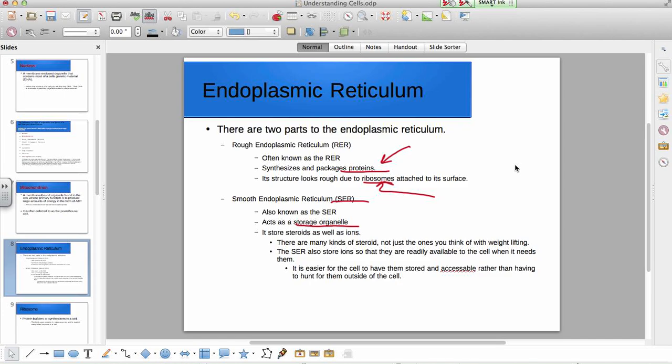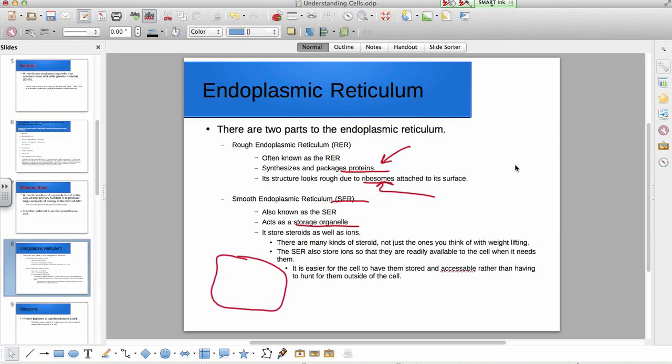Now, we're not talking necessarily about anabolic steroids like you see bodybuilders and so forth. We're not talking about that. Your body has multiple types of steroids. Okay, and so the smooth endoplasmic reticulum is going to store steroids and there's some other ions. The SER, the reason it stores those things is that they're readily available to the cell when it needs them. It's easier for the cell to have them stored and accessible rather than having to hunt for them outside of the cell.